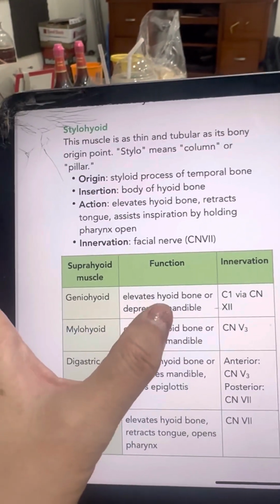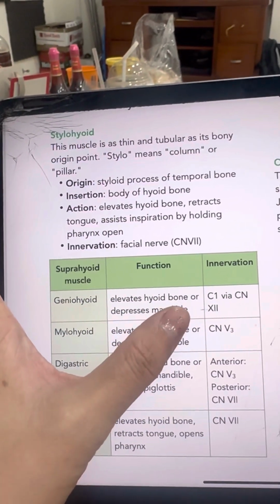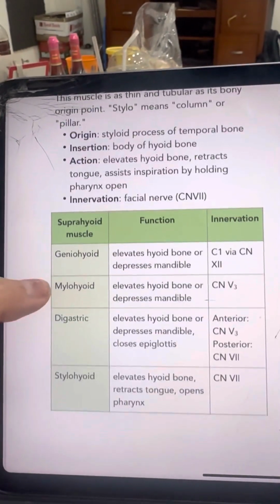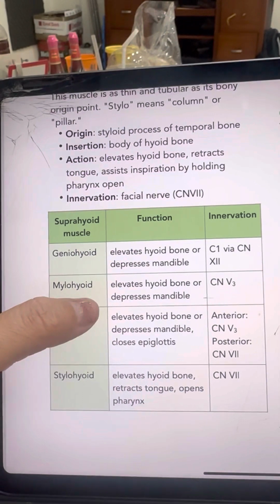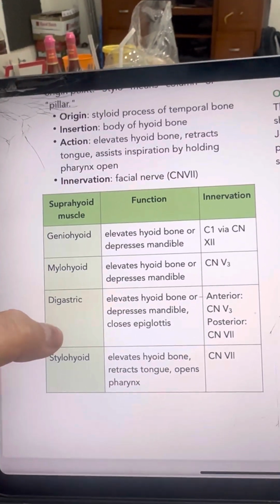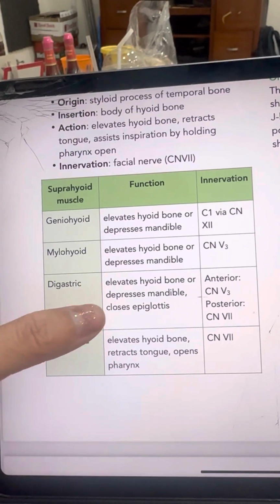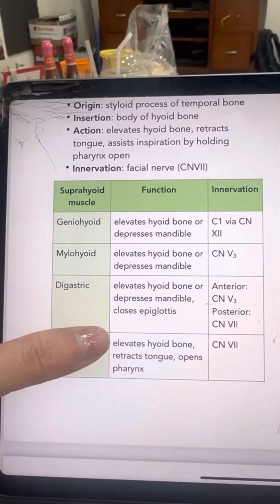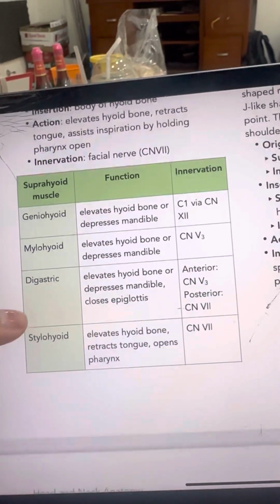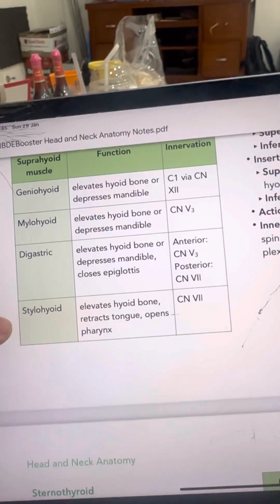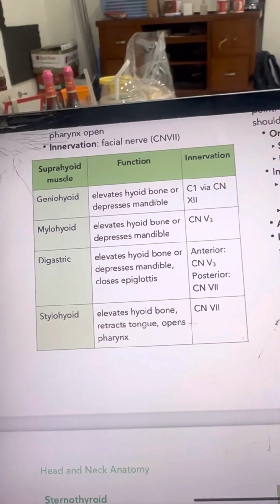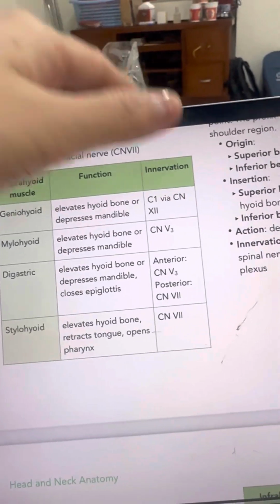Suprahyoid muscle function. Geniohyoid, elevates hyoid bone or depresses mandible, innervation C1 via CN12. Mylohyoid, elevates hyoid bone and depresses mandible, CN V3. Digastric, elevates hyoid bone and depresses mandible, closes epiglottis. Anterior CN V3, posterior CN7. Stylohyoid, elevates hyoid bone, retracts tongue, opens pharynx, CN7.